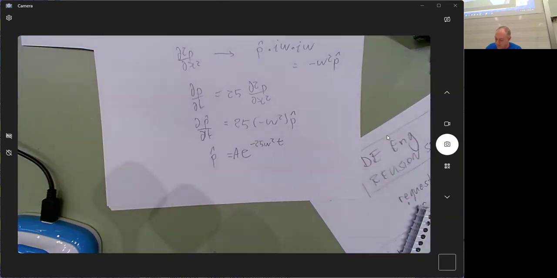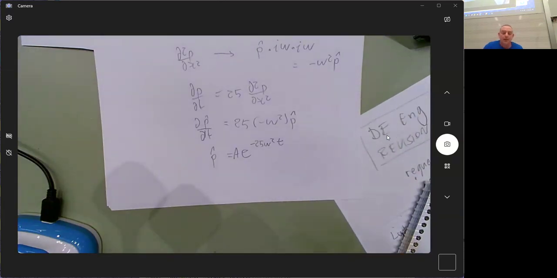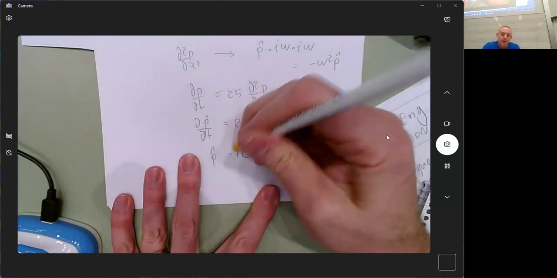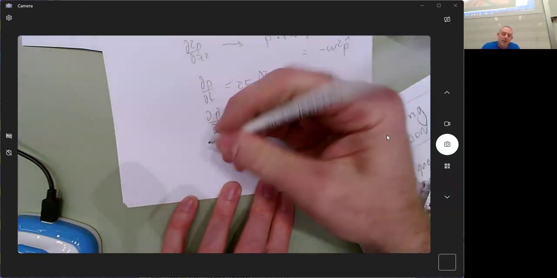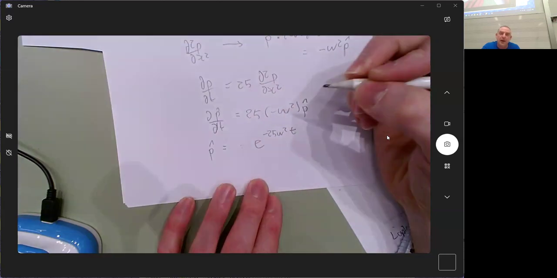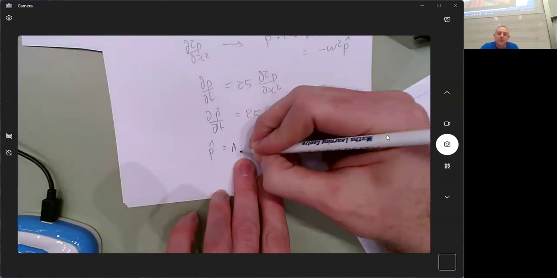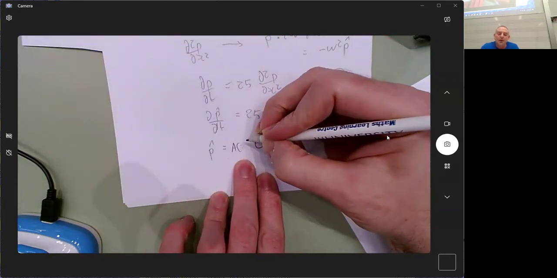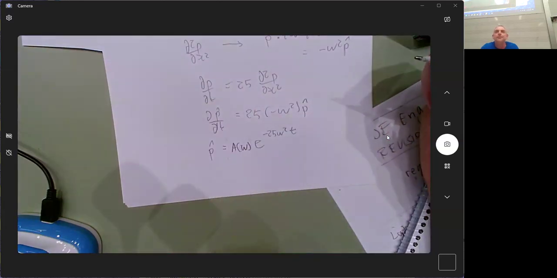So we can solve it just treating the partial derivative like an ordinary one. We don't care about the other variable. The only point at which we are going to care is that this constant may not be constant. It may be a function of w.